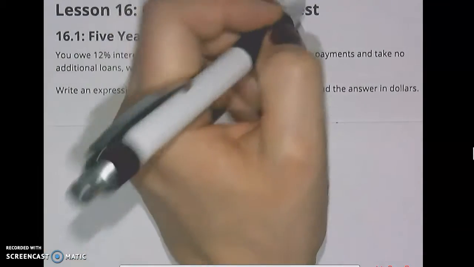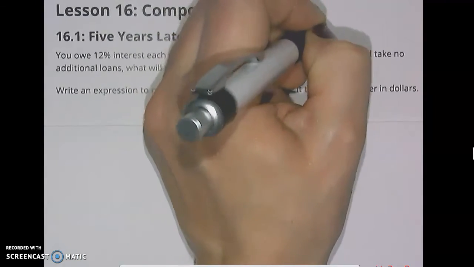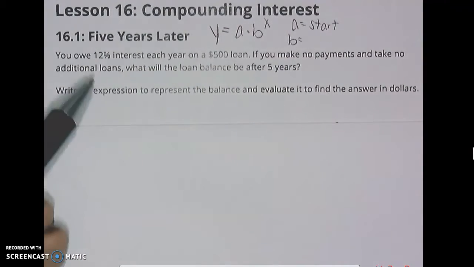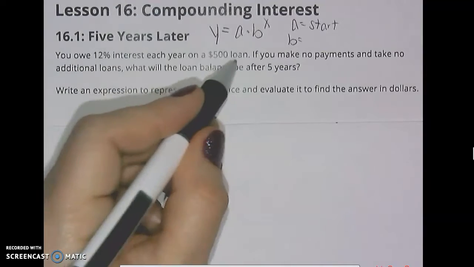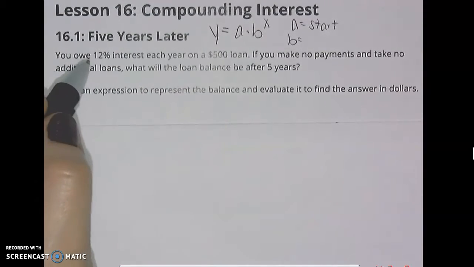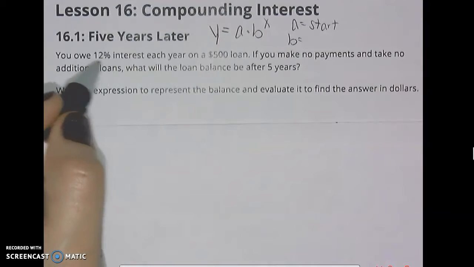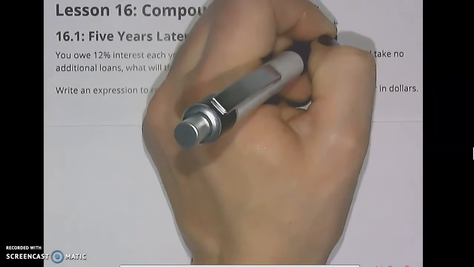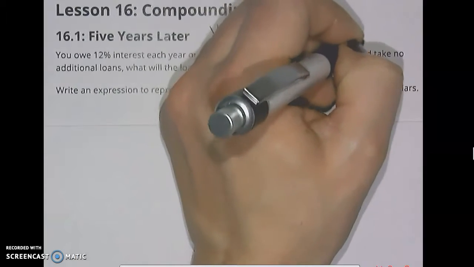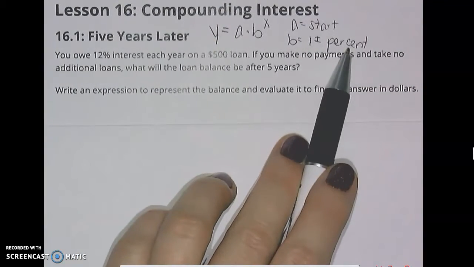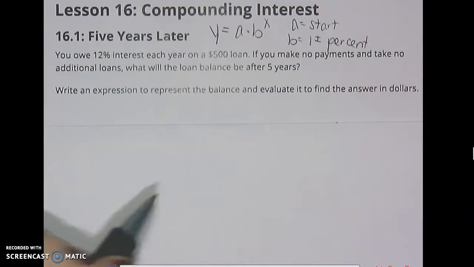So with this, again, a is the start, b is going to be our growth rate. Well, we have 100% of whatever we're starting with, and then we're going to either add or subtract our percent to it, depending on if it's growth or decay. Okay? So we have to do 1 plus or minus the percent to figure out what that b value is.